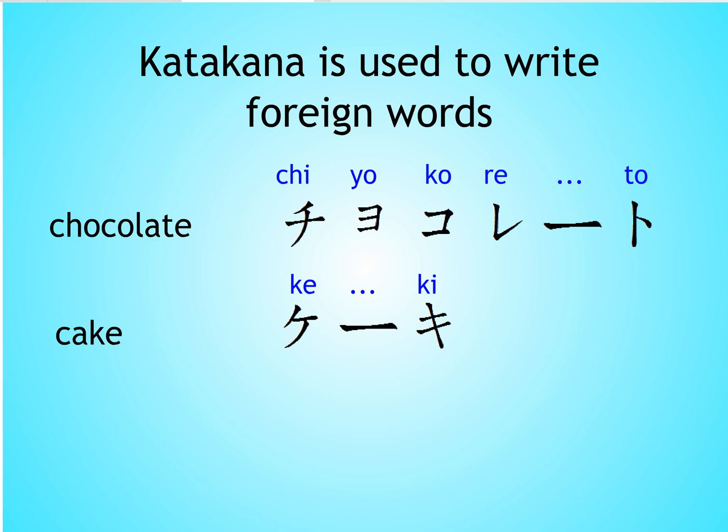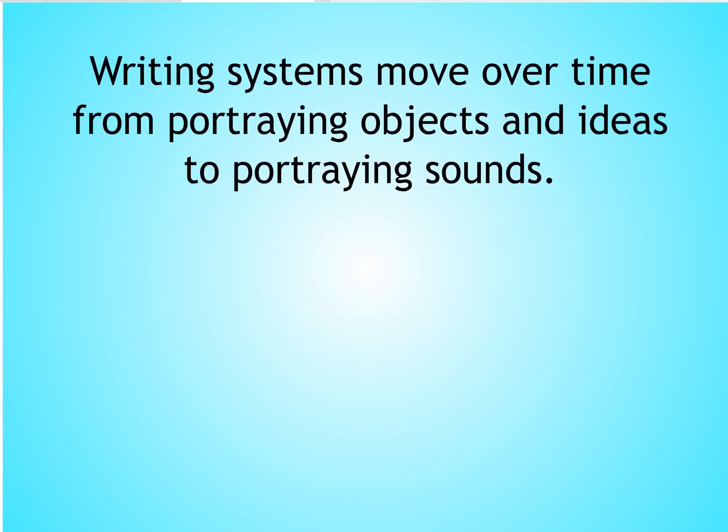And hiragana and katakana show that, amazingly, in both the Western world and the Eastern world, writing systems that evolved independently of each other moved over the centuries from pictographic and ideographic, representing objects and ideas, to sonographic, representing sounds.